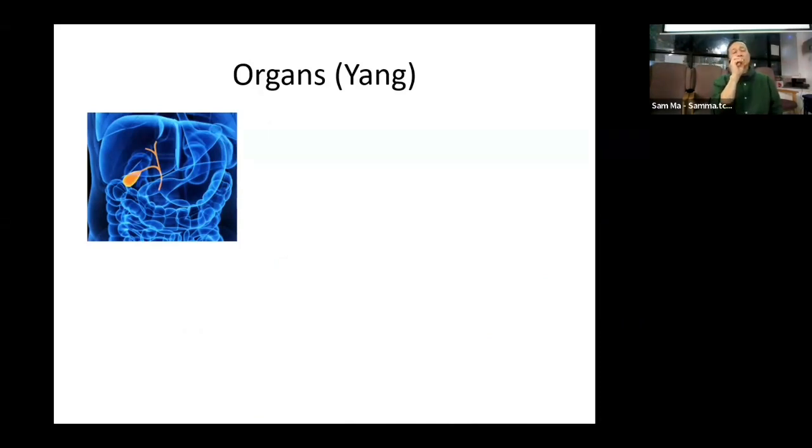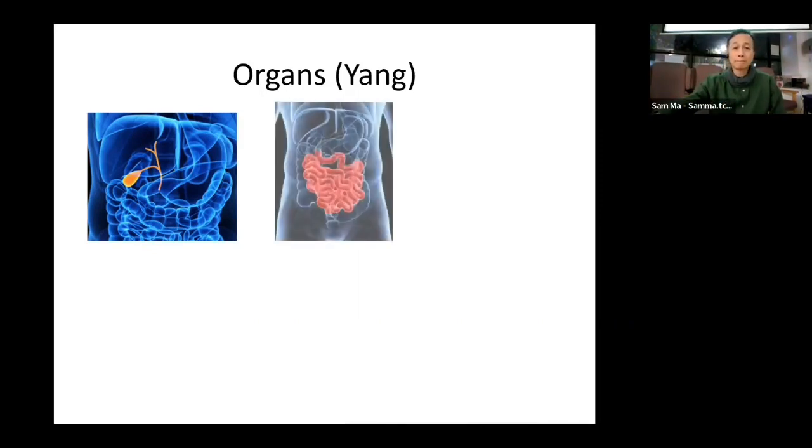I say organs that contain essence are yin, but one exception is yang, the gallbladder, which contains bile. Bile is not waste, it is essence in the body. It helps you digest food, actually digest fats. That's right. Okay. Next one. Small intestine. What does the small intestine do? Absorbs food, absorbs the nutrients. Okay. Next one.